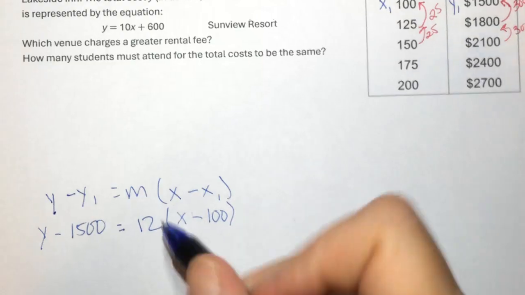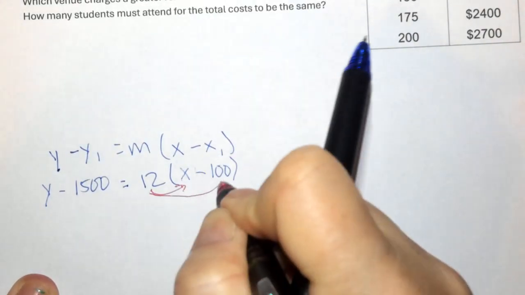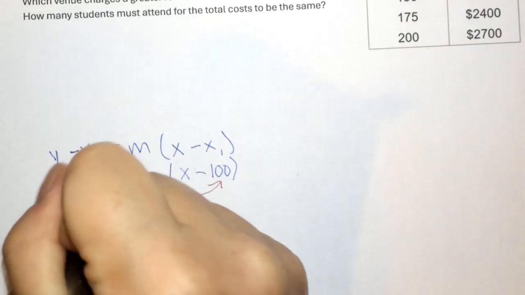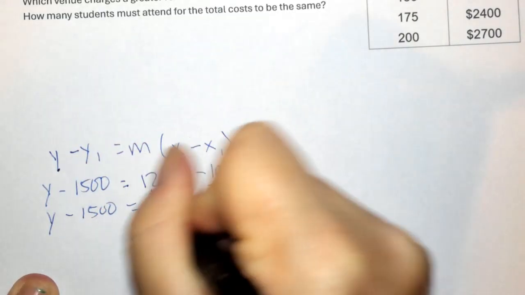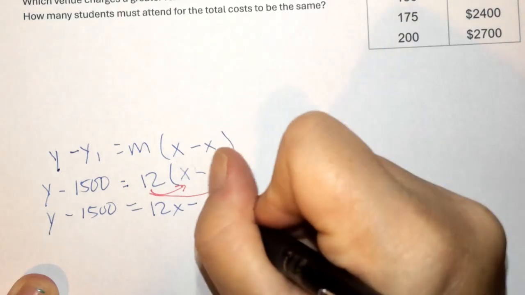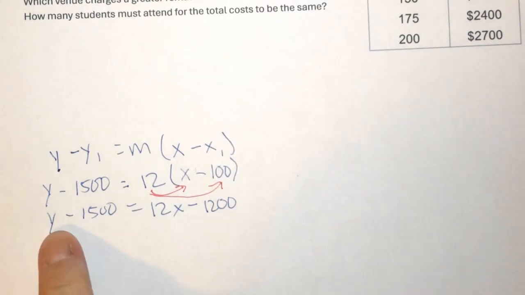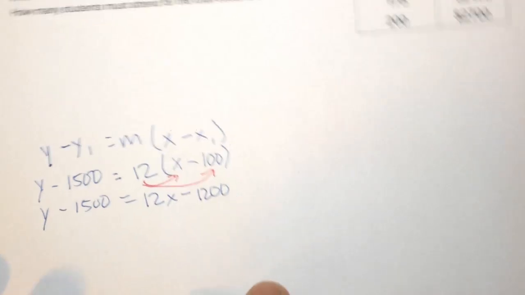How do we solve? We need to distribute that 12. So we got y minus 1500 equals 12 times x, which is 12x, minus 12 times 100, which would just be 1200. All right, need to solve for y, so we need to get rid of that 1500.